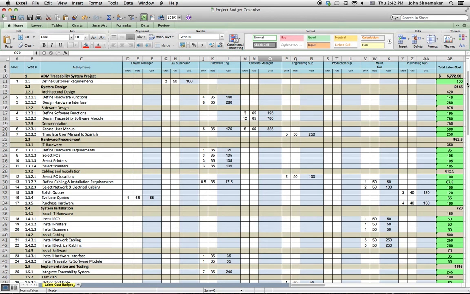And so what we're going to do then is we'll estimate the cost based on what we've just talked about for each individual work package. Now in this particular example, he's broken that out by project manager, QC supervisor, hardware engineering. That's nice, but it's not a requirement.